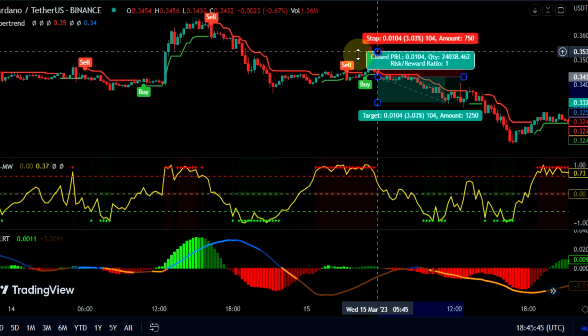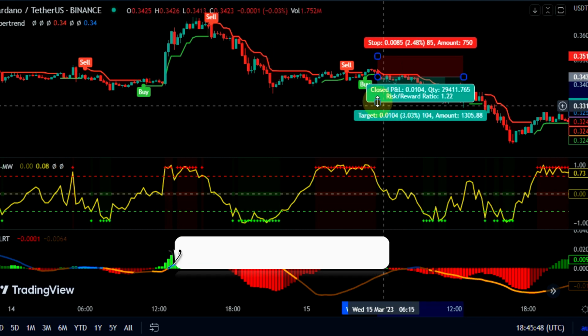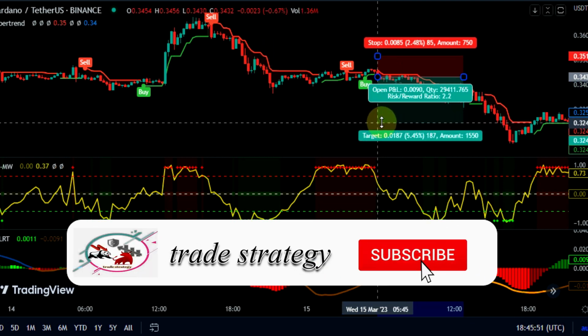We place the stop loss above the previous resistance and exit the trade with a target of 1.5 or 2.